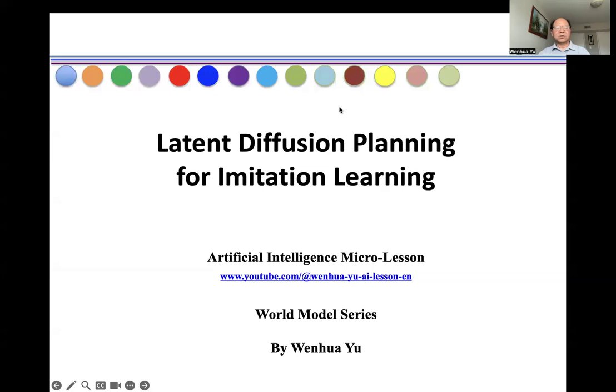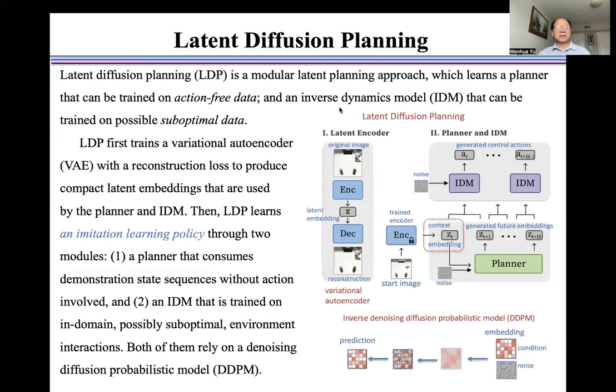In this video, I introduce latent diffusion planning for imitation learning. Latent diffusion planning is a modular latent planning approach, which learns a planner that can be trained on action-free data and an inverse dynamics model that can be trained on possibly suboptimal data.